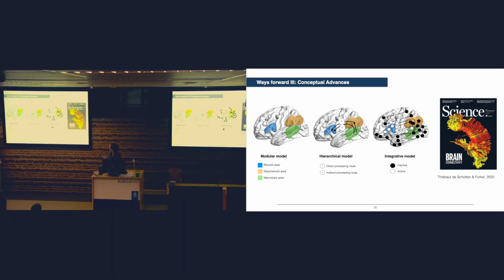So what we argued in this paper was that probably we have to rely on an integrative model. Integrative here meaning that language is a function that emerges through the interaction between areas. Language is not located in one part of the brain. It's through the interaction that emerges as a function.